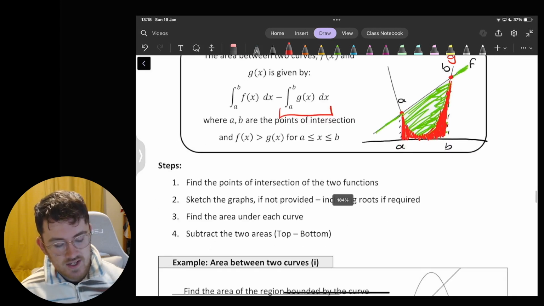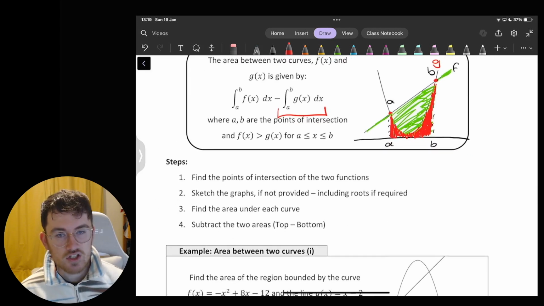Okay, the steps I've laid out here: find the points of intersection. That's often really crucial because a lot of the time, obviously, that's where that area is created between the two curves. Sketch the graphs if not provided, generally they are, but not always. Sometimes the roots may be relevant too.